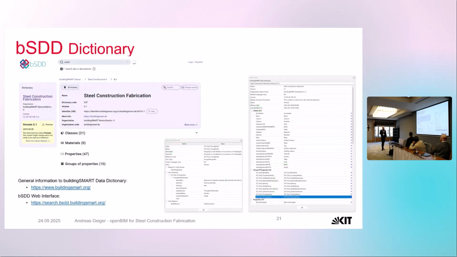Yes, the current status is available already on bSDD. You can see here the web interface of bSDD. And one example, bSDD not only is this web interface, if you're a bit familiar with that standard, you know there is an API. And here an example with our application to access this API and use this information directly in our software tool.